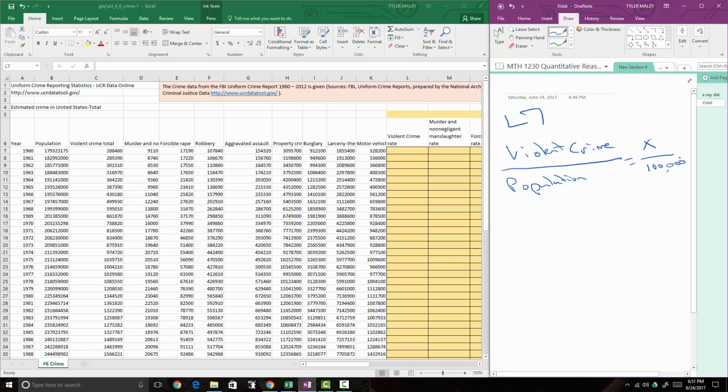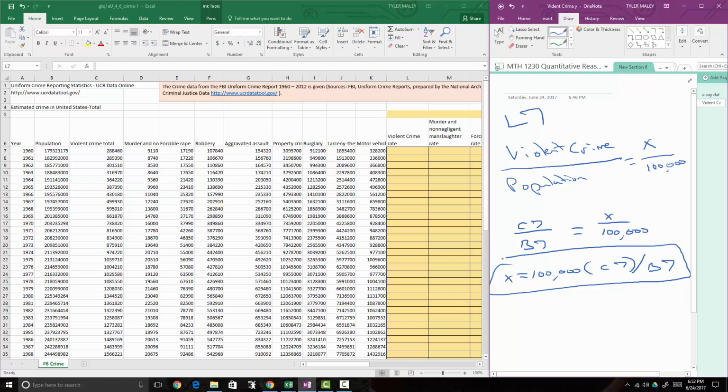I'm just trying to think through how I would do this by hand if I didn't have Excel. The violent crime number for 1960 is in cell C7, and the population is in cell B7. This is equal to X over 100,000. I want to solve this for X. To solve for X, I would take 100,000 times cell C7 divided by B7. This is equal to X. So I have the general formula for what I want to put in cell L7.